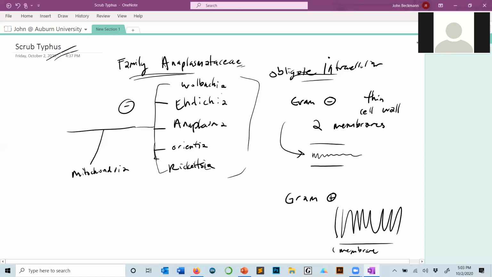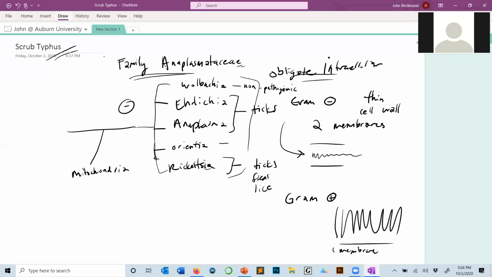And many of these Wolbachia, what's unique about them, is they're non-pathogenic and they manipulate insect reproduction. We know this, but this is a good review. Ehrlichia, Anaplasma, and Rickettsia cause diseases, and oftentimes they're spread by ticks. Rickettsia is spread by ticks, but also by fleas and lice, which we'll learn about more later. And Orientia is the one we're going to talk about today. Orientia is the special one, not person, but bacteria.